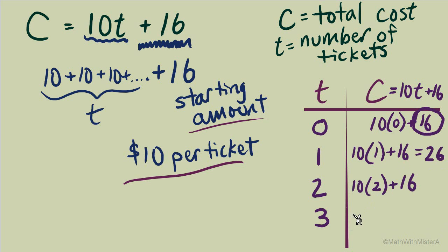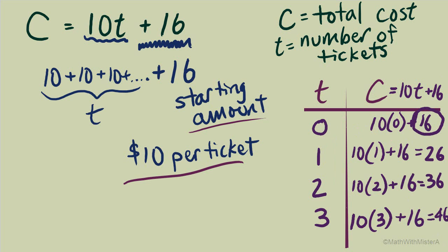Just be sure that the only thing that you are changing is the variable t. Everything else about this expression stays the same. 10 times t plus 16. And it would give us these results in the table. So again, when t equals 0, we'll see our starting amount, 16.